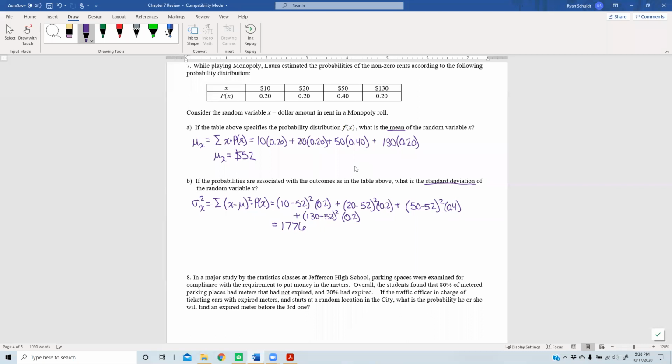It doesn't ask for variance, though. It asks for standard deviation, so we've got to take the square root of it. And to 2 decimal places, we're dealing with money here. So 2 decimal places, we'll get $42.14. So there's our mean, there's our standard deviation.